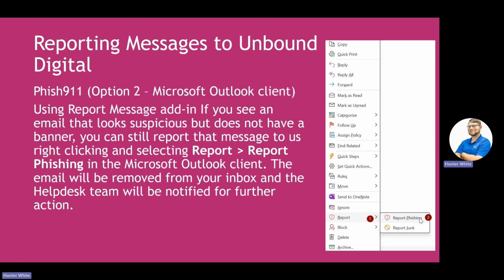The next option for reporting through Phish 911 is you can use the built-in Microsoft Outlook client to report a message. Simply, all you've got to do is click on the email or right-click on the email, and then select Report, and then Report Phishing. This will do something similar by moving it over to your deleted items folder, and we'll send a report over to Phish 911.